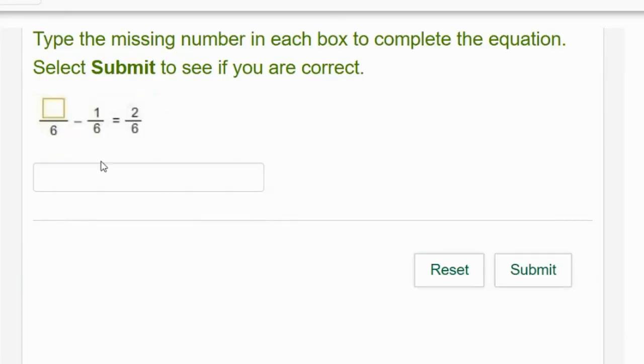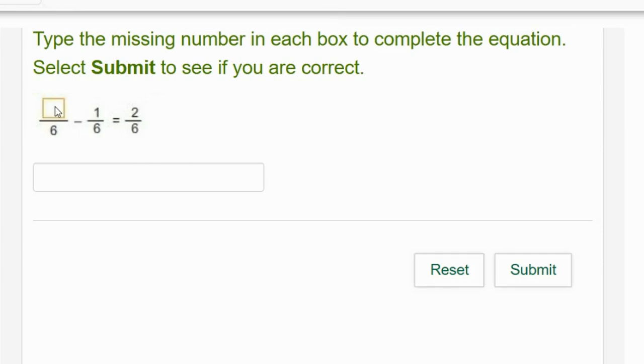Here's another one. This is the subtraction. Something over 6 minus 1 over 6 equals 2 over 6. What could that possibly be? Yes, this is not a trick question. This is not a hard thing. We're doing it with some very, very simple fractions just to illustrate how it works.